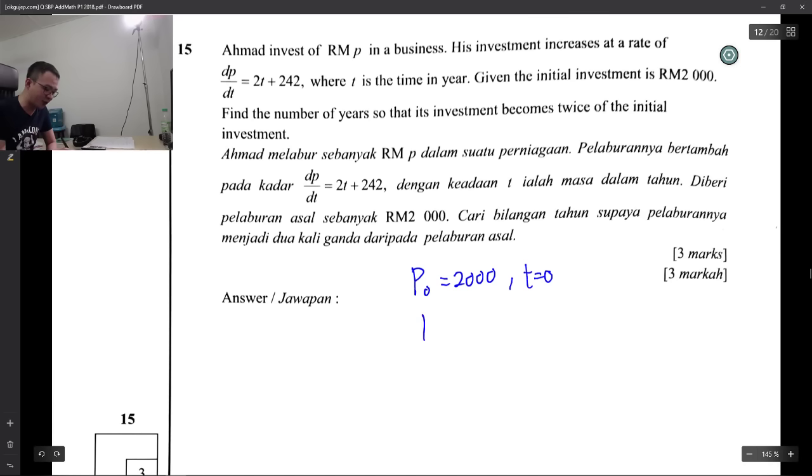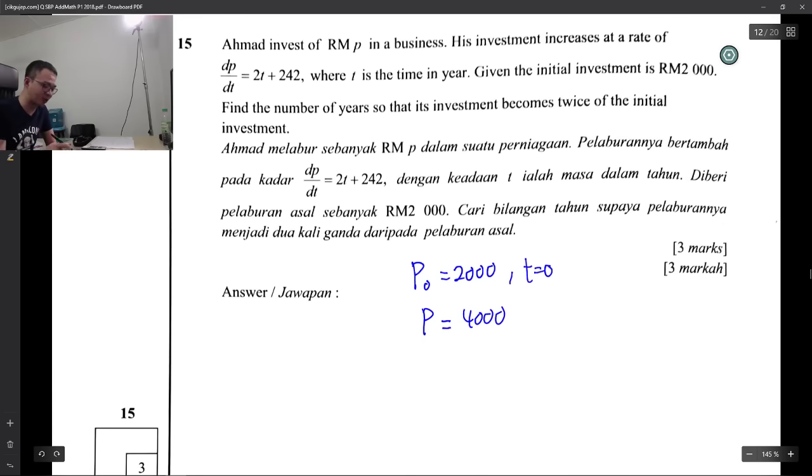So the question says this is when P equals to 4,000, right? Because initially you invest 2,000, twice the amount should be 4,000. So in order to get P equal to 4,000, now we have a big problem here: we do not have the equation of P. But we know we can easily get P by integrating dP/dt, right? So I will integrate 2t plus 242.